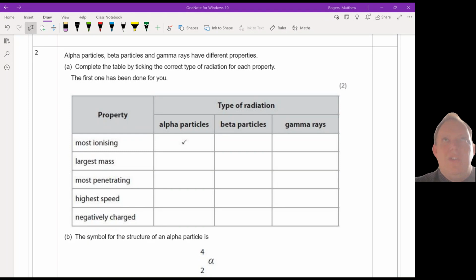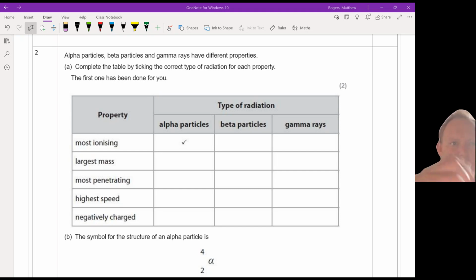This is question 2 of fifth book, Radioactivity, Deutime number 1. It starts with a comparison of different types of radiation. The question asks us to tick the boxes for the correct type of radiation for each property.